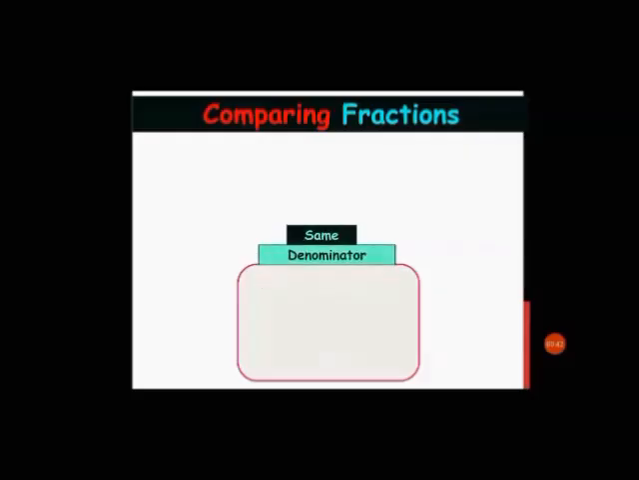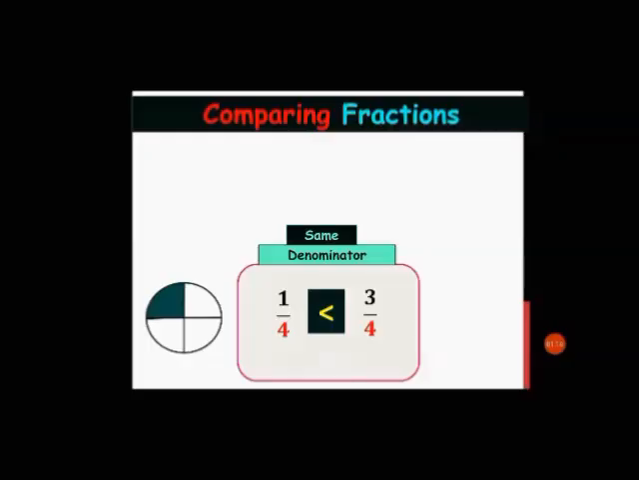So the first case, if we have the same denominator, how can we compare two fractions having the same denominator? This is very easy. As long as we have 4 and 4 in both fractions, 1 is less than 3, so 1 over 4 is less than 3 over 4. So we compare the numerators. If we have the same denominator, we compare the numerators. The fraction that carries the smaller numerator will be the smaller.